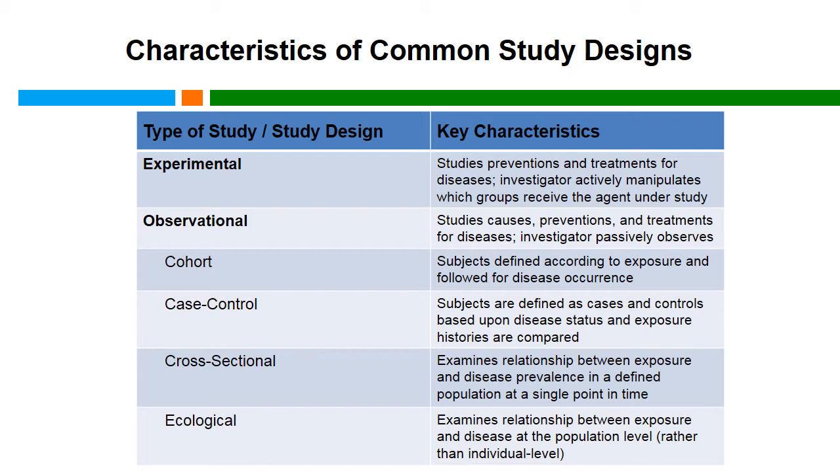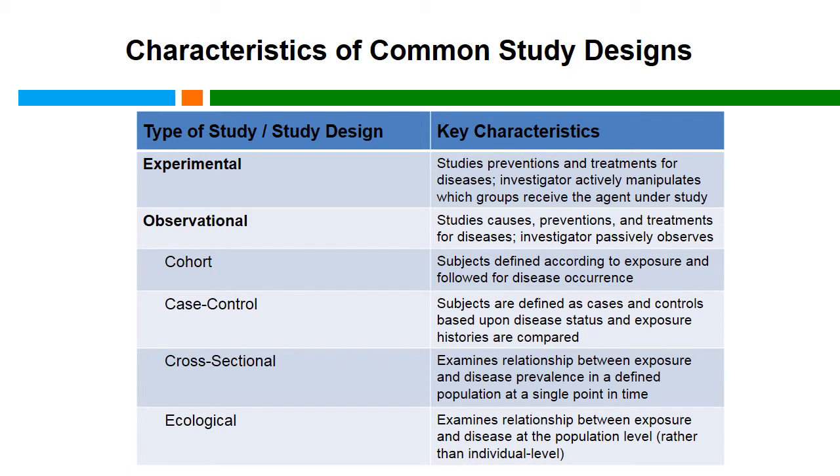Under the realm of observational studies, we have cohort, case control studies, cross-sectional studies, and ecological studies. And let's look at some of these differentiating factors between these study designs. So in a cohort study design, the subjects are defined according to their exposure and they're followed for disease occurrence. And we'll, again, go into detail on all of these in the next few slides. A case control study looks at subjects and defines them as either cases or controls based upon their disease status. And then you look at their exposure histories and compare the two to try to estimate an association between an exposure and the outcome, the disease outcome.